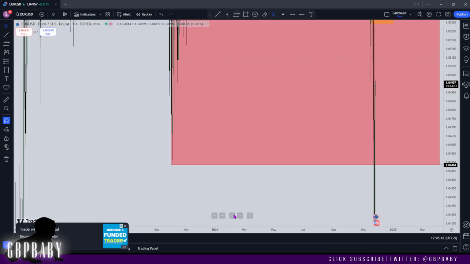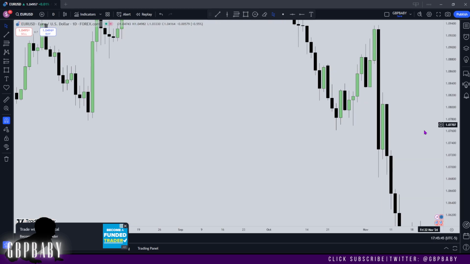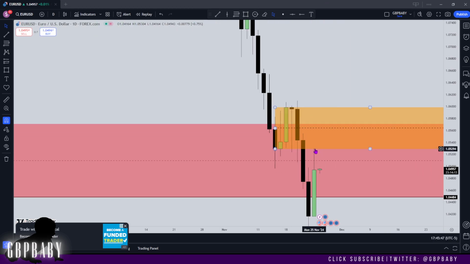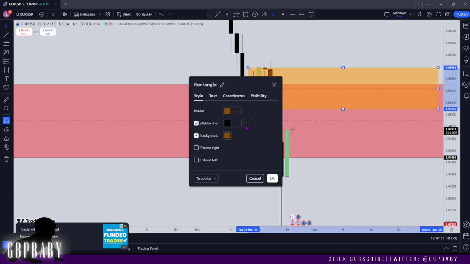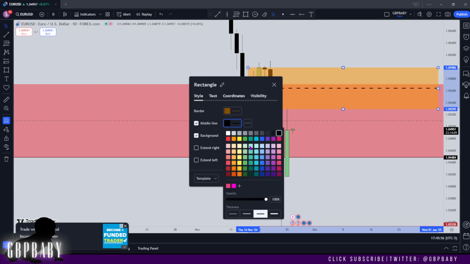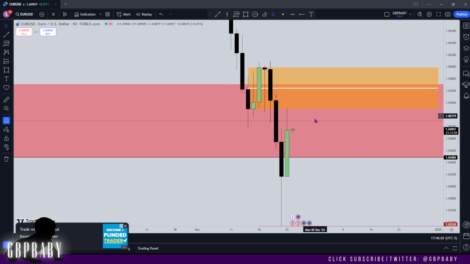I'm going to start on the daily here as well, and you'll see how beautifully price delivered up into this bearish order block, just tapping into it. So again, I'm happy for price to tap deeper into it. Very high, the very max I want to see it trade is going to be that midpoint I have delineated right here. Let's make it white.